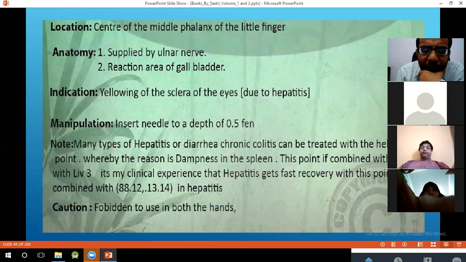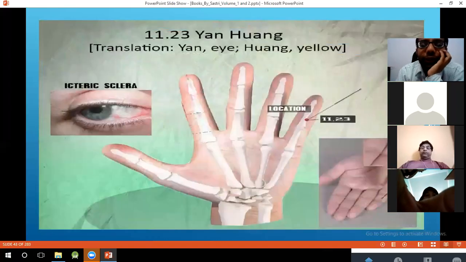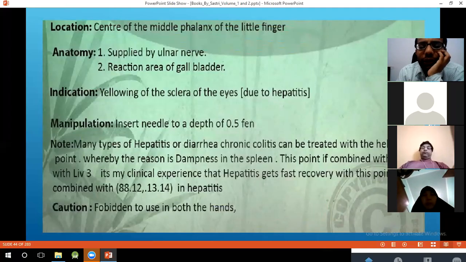Many types of hepatitis and chronic diarrhea and colitis can also be treated in combination with liver 3, 38.12, 13, and 14. So combine 12, 13, and 14 with this point, 11.23. It gives very good results, even for the eyes, hyperacidity, diarrhea, especially in chronic colitis.